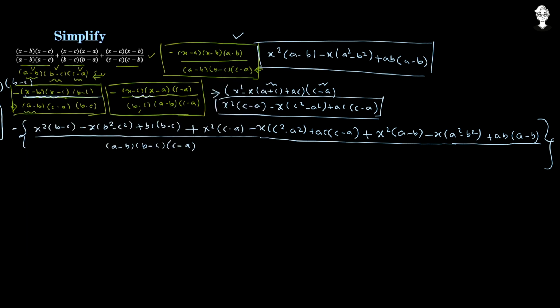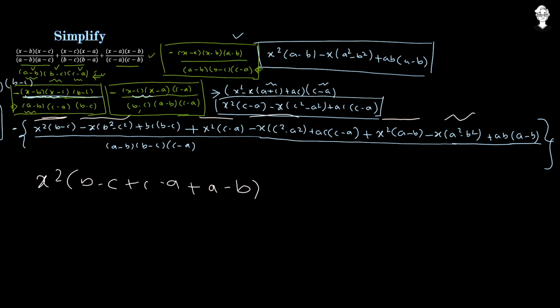Look carefully that x² multiplied with some term is present over here, x² multiplied with some other term, and x² multiplied with some other term. So from all these three I can take x² common, so the rest of the things come inside the bracket. So (b − c) + (c − a) + (a − b), these are the three brackets. Okay, now again we have negative x multiplied with something, negative x multiplied with something, and negative x multiplied with something. So I can take negative x common.